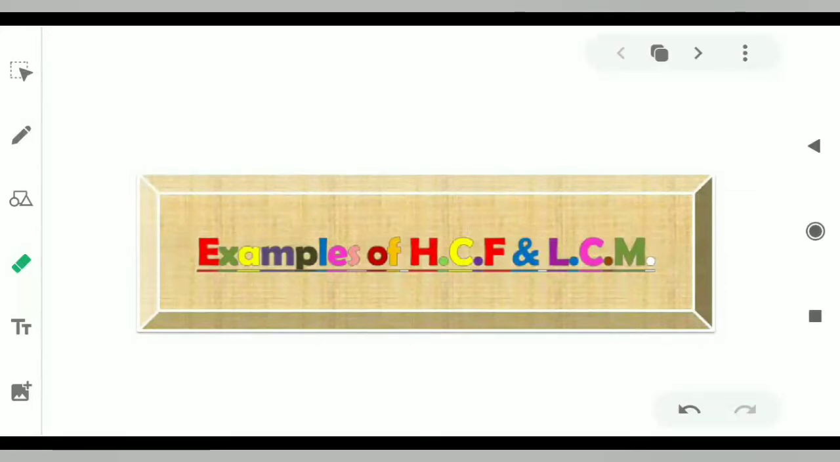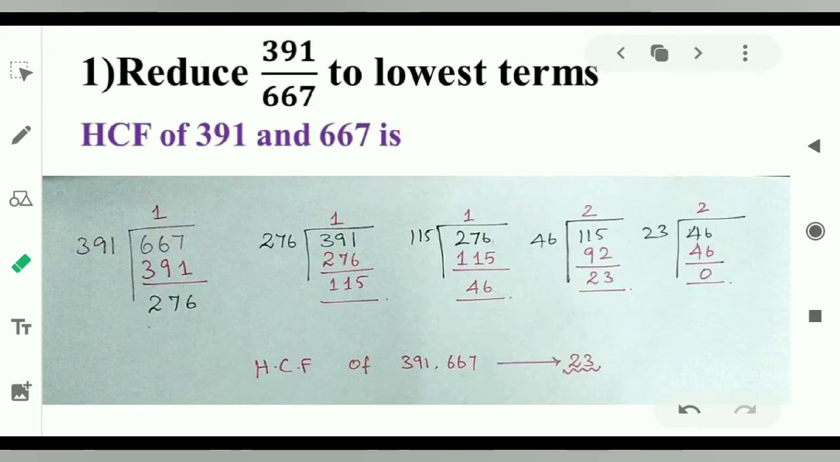We are seeing the Aptitude series. As a continuation to the previous lectures, we are about to see example problems on HCF and LCM. Are you all ready to learn? Good. Let's begin solving the example problems.